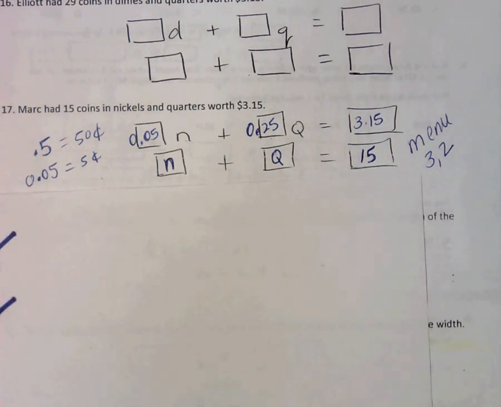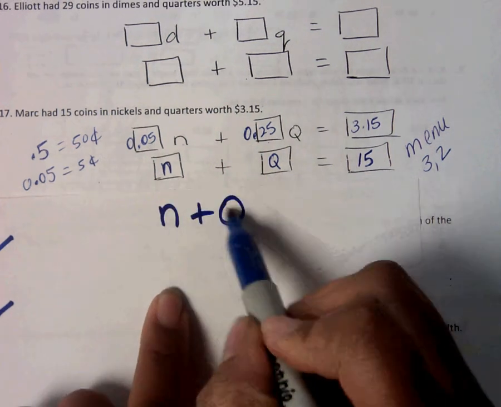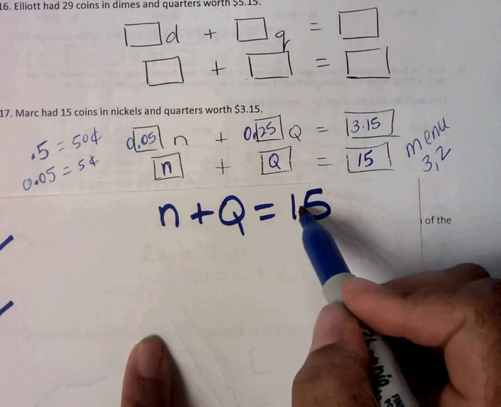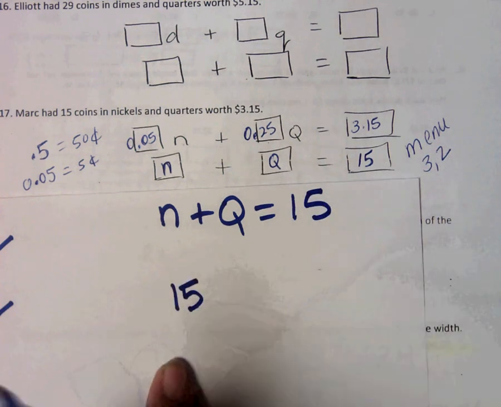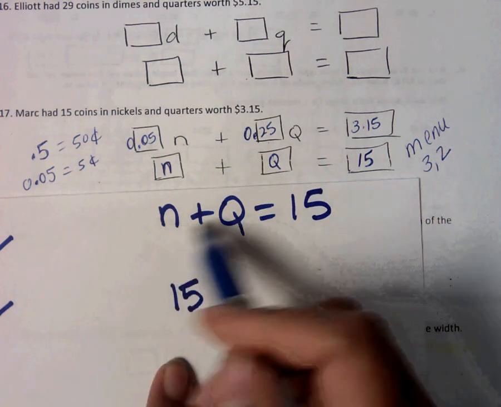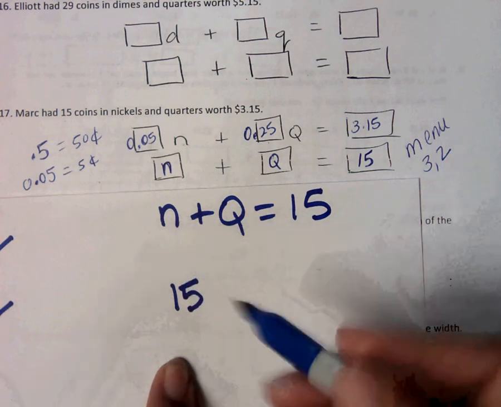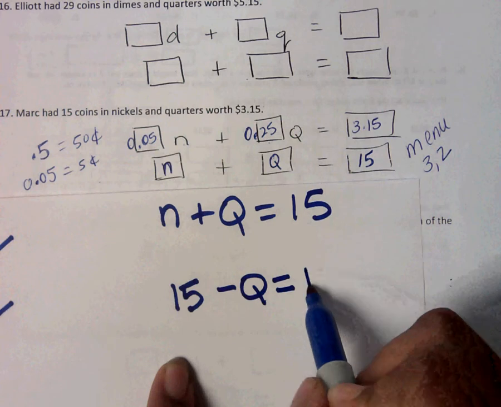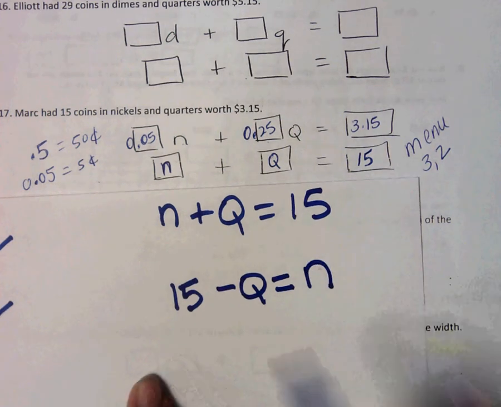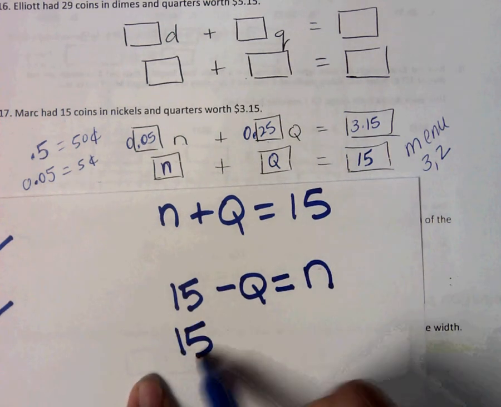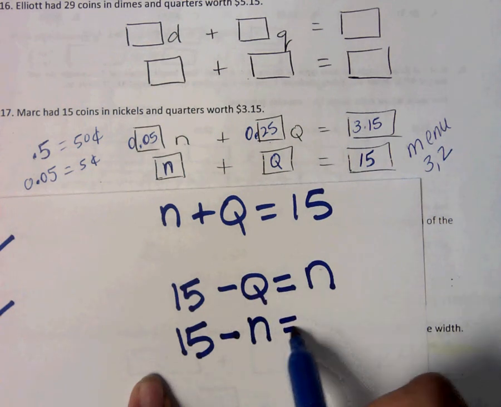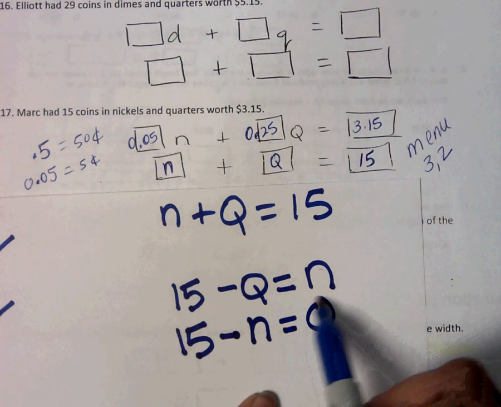Let's change it. N plus Q equals 15. So we start with the total, 15. Pick either of the two letters. Let's do Q. Subtract it. It will give me N. Let's write it another way. 15 minus, well, we've already used Q. Let's use N. Equals Q.